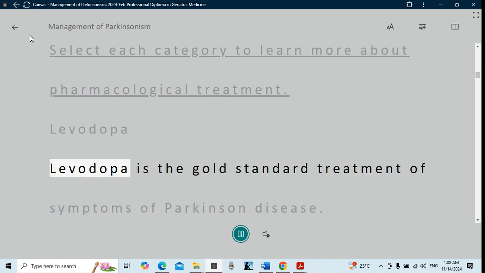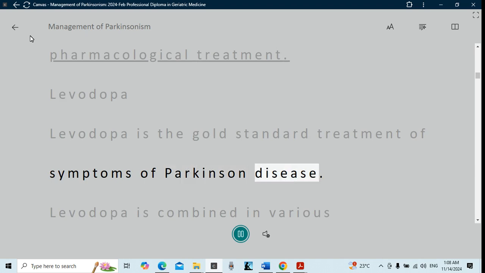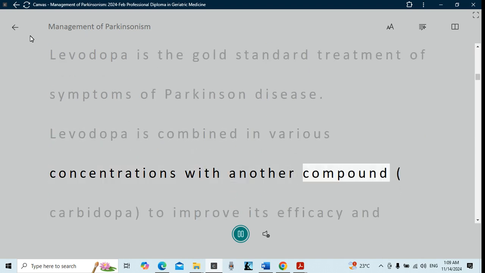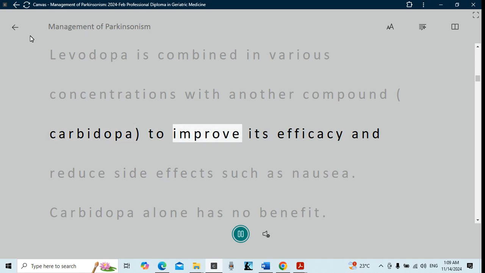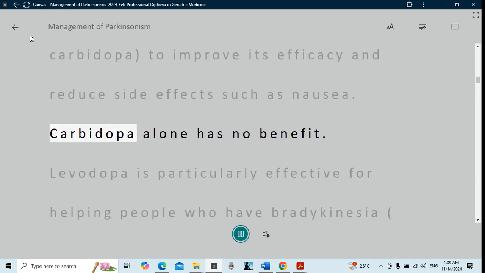Levodopa. Levodopa is the gold standard treatment of symptoms of Parkinson's disease. Levodopa is combined in various concentrations with another compound, carbidopa, to improve its efficacy and reduce side effects such as nausea. Carbidopa alone has no benefit.